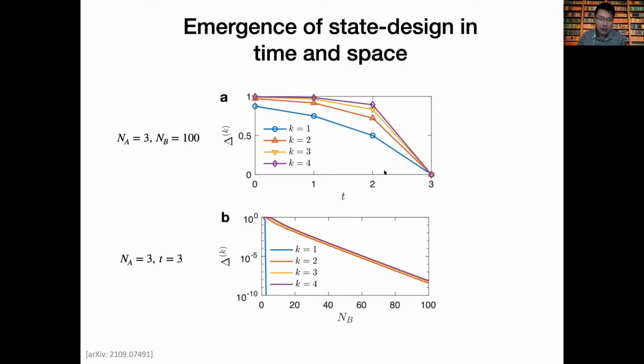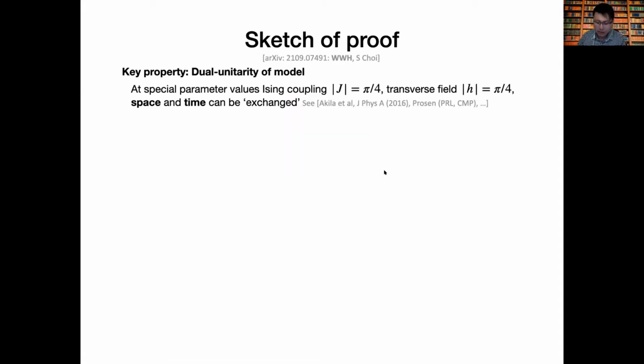So in the next few slides, let me now try to sketch for you an idea for why this happens in this model. This might be a bit technical, so I apologize if so, but I hope to give you a flavor of the proof so we can understand what's going on. And then I will take a step back towards the end so that we can summarize and understand what we have just learned. So the key property that we'll use is the dual unitarity of the model. At the special values that I pick, when J is pi over 4 and H is pi over 4, we can exchange the role of space and time.